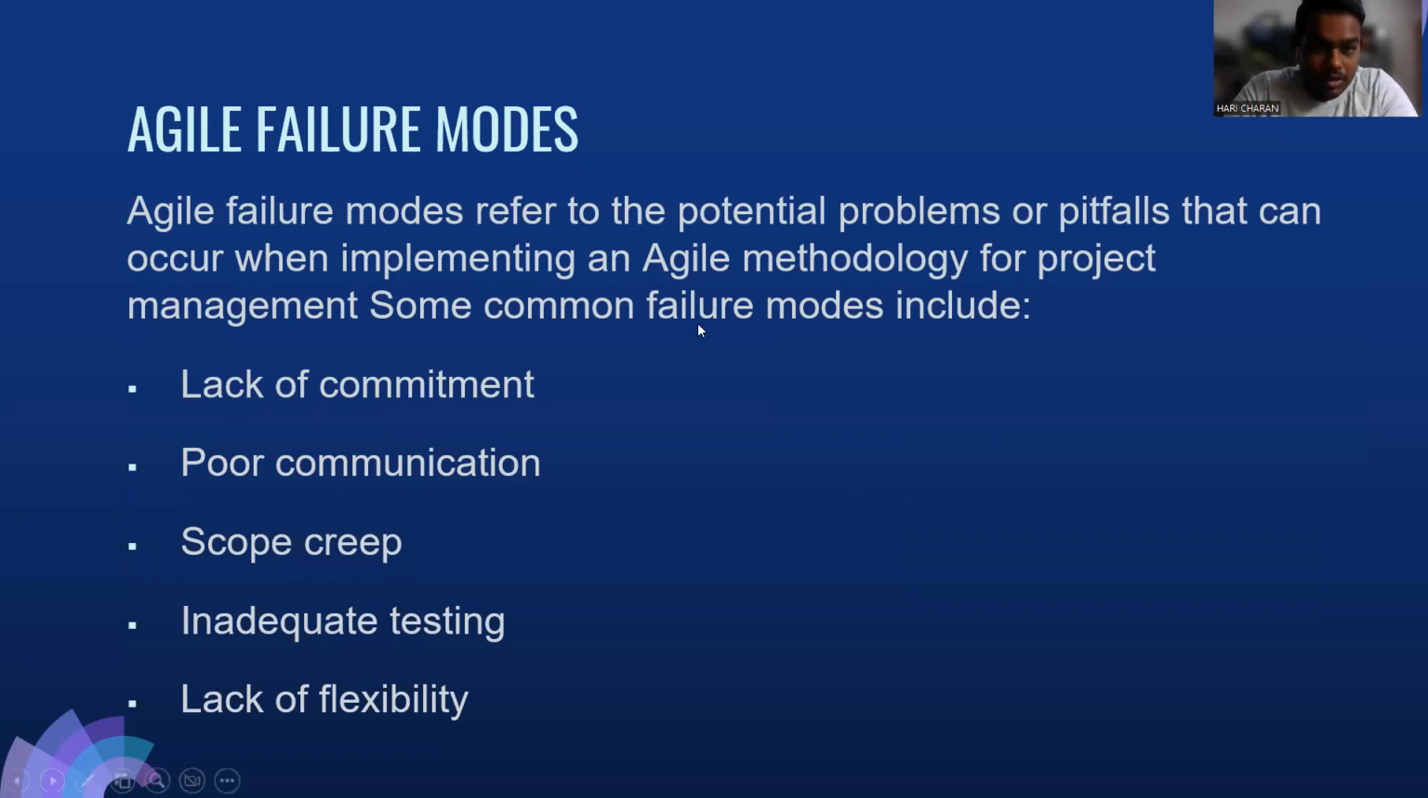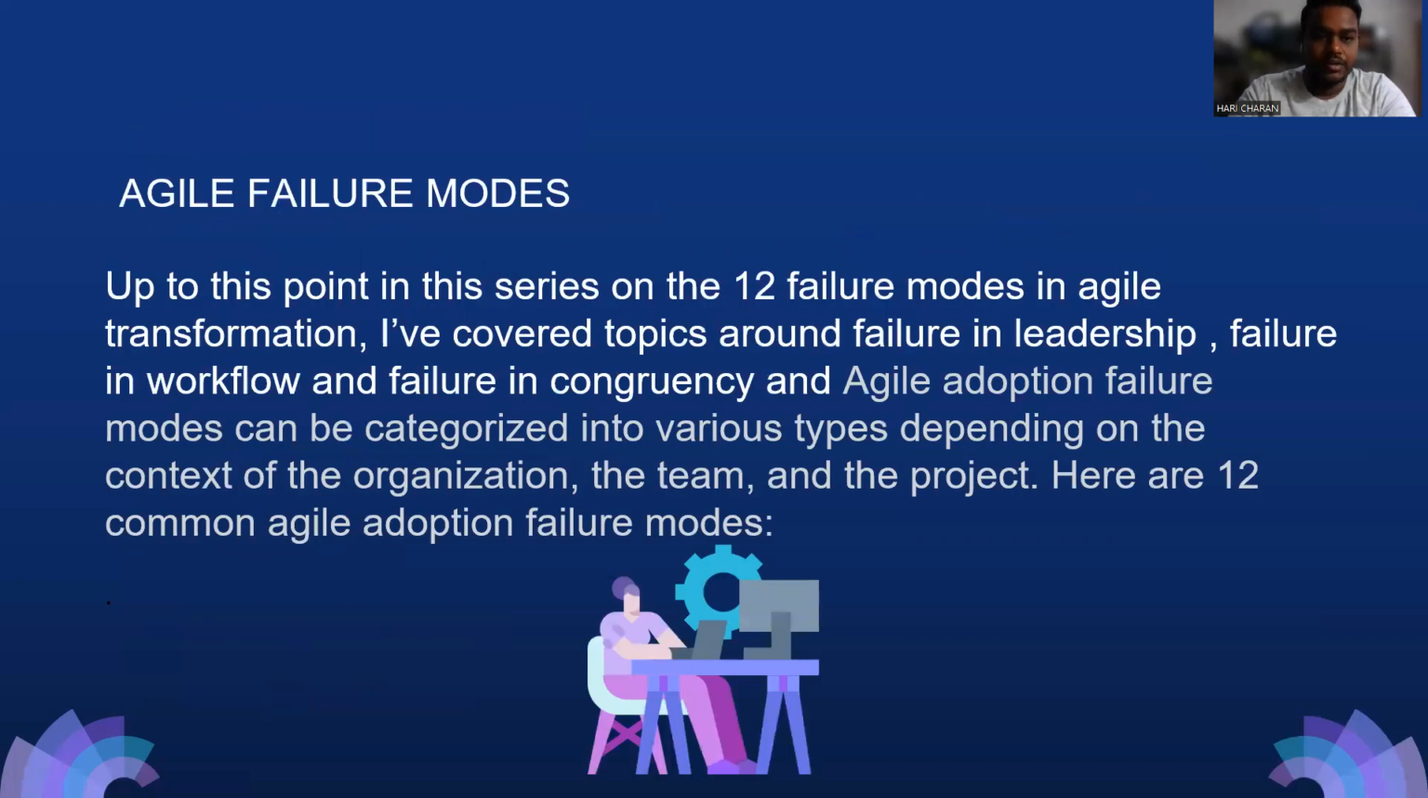And here we can see that the agile failure modes refer to the potential problems and pitfalls of the project, and also we need to be very careful while implementing the agile methodology for projects. These are some common failure modes, like lack of commitment, inadequate testing, poor communication, lack of flexibility and scope creep. And let's go to the other slide.